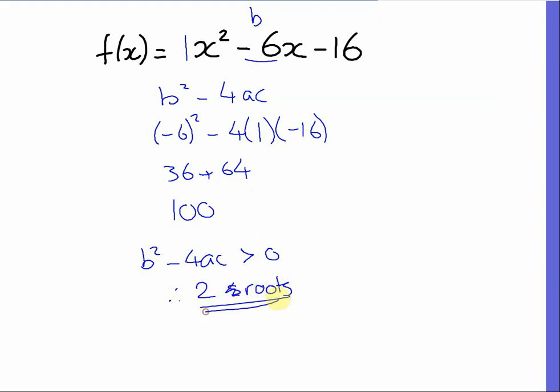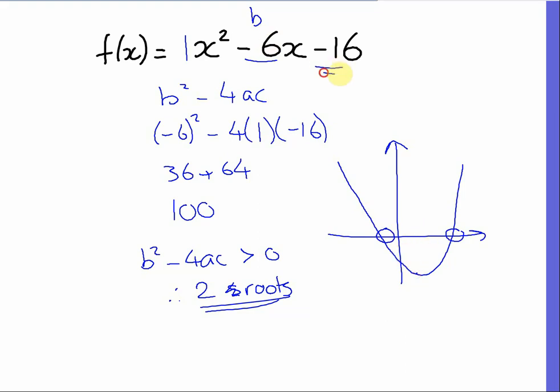Therefore, this graph will have two roots. Which means it will look something like this. Basically, two intersection points. I did a little bit more in my head to think where the minimum point would be, and I just made sure I had a negative y-intercept as well. So it looked pretty similar to that.